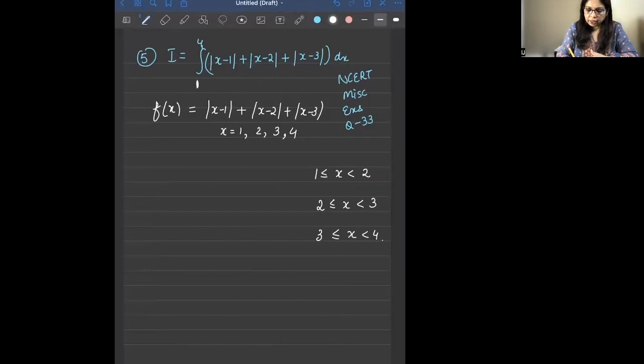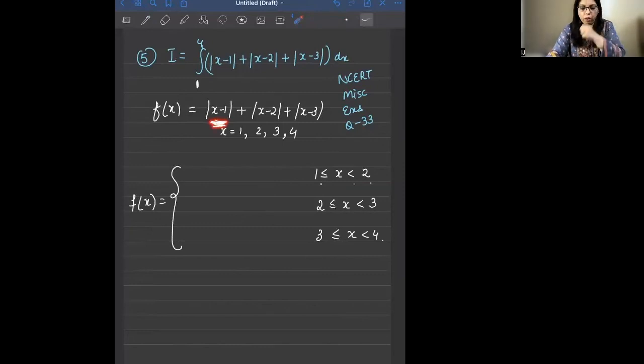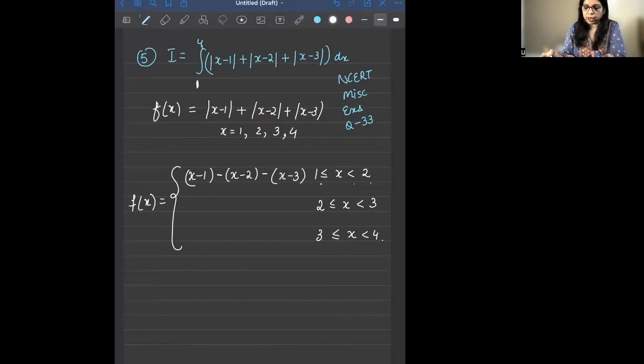So when we check the values, I'll write f(x) here. Between 1 to 2, we will take 1.5. So the first term, 1.5 minus 1, is positive, this is negative, and this is also negative. So when we open the modulus, this will become x − 1, this will become negative of (x − 2), and this will become negative of (x − 3).